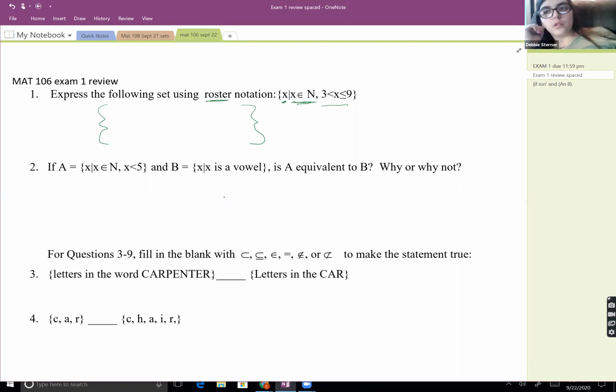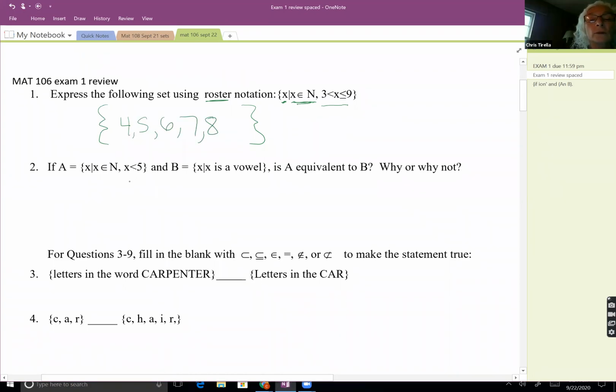No, because there's no equal sign. So it'll have 4, 5, 6, 7, 8. Does it include 9? Yes, because of the equal sign. Are we all in agreement there? Yeah. Okay.